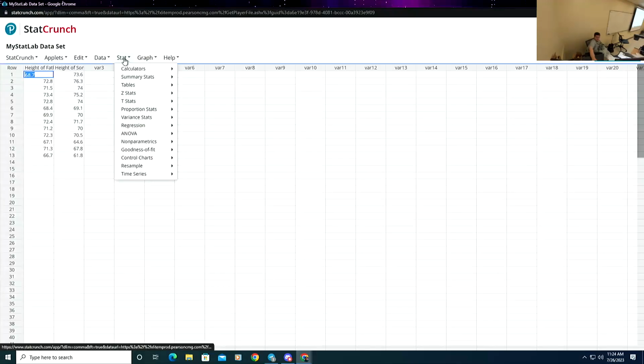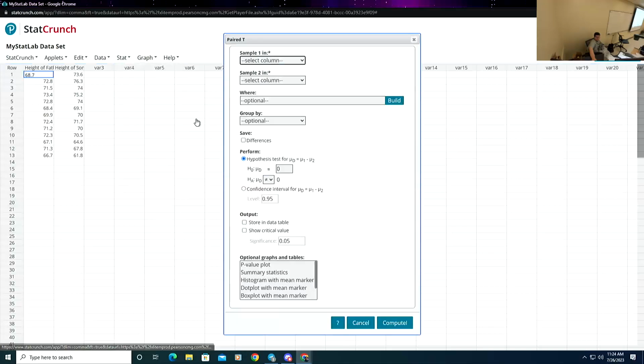We're going to do stats, t-stats, paired. Now, it's mu1 minus mu2. We need that to match up with what we had. We said that was fathers minus sons. So group one has to be the height of fathers, and group two has to be sons. That way we match up correctly. And here we have a less than sign.